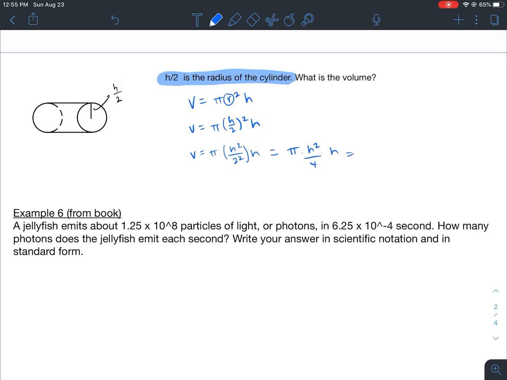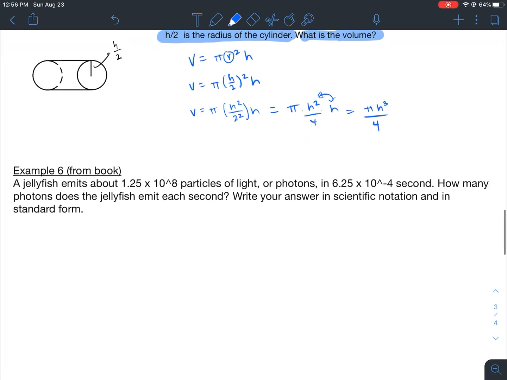Simplify it a little bit more because we can multiply these together because they're like terms. So we have pi h cubed divided by 4. So there should be something like that in your homework. The goal is to use an equation like this, our volume, and then plug in the variable that it gives us, substitute it in, and then simplify using properties of exponents.